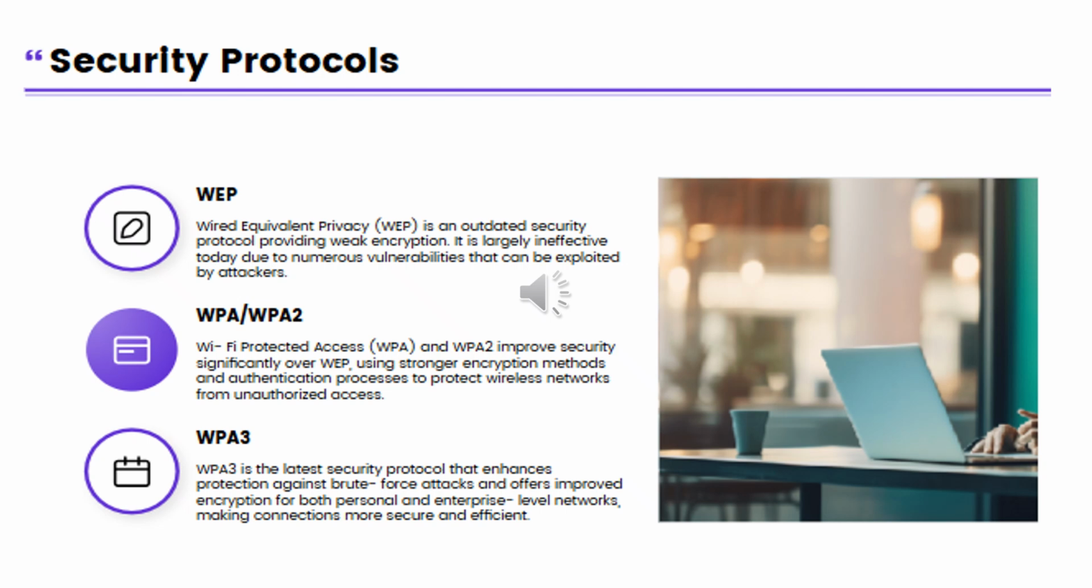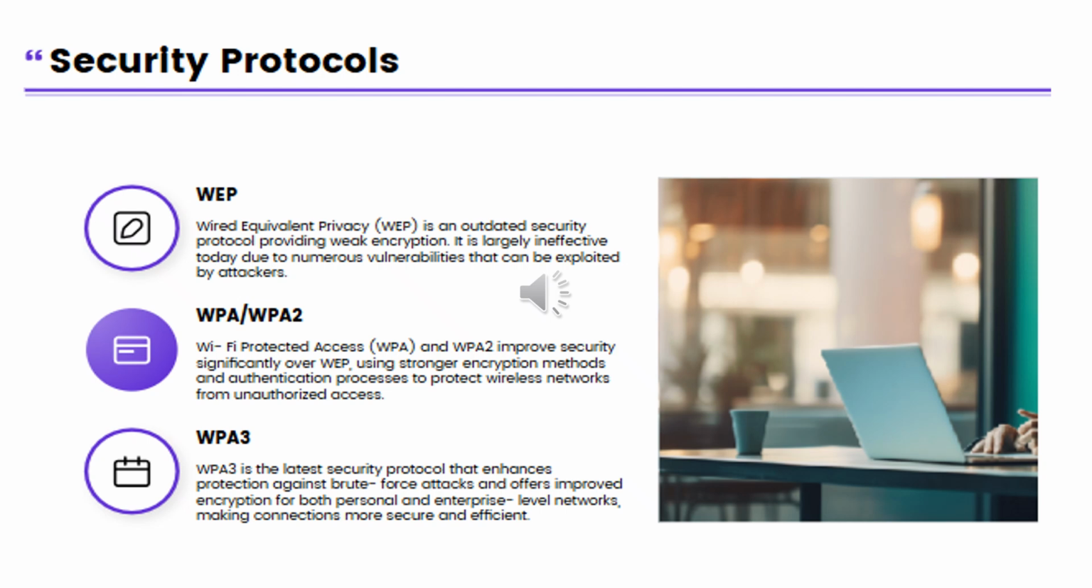Security is a crucial aspect of any wireless network. Let's look at the three main security protocols used in wireless LANs. We have WEP, which is Wired Equivalent Privacy. WEP was the original security protocol, but now it's considered outdated and insecure. It uses weak encryption and is vulnerable to attacks, making it unsuitable for protecting modern networks.